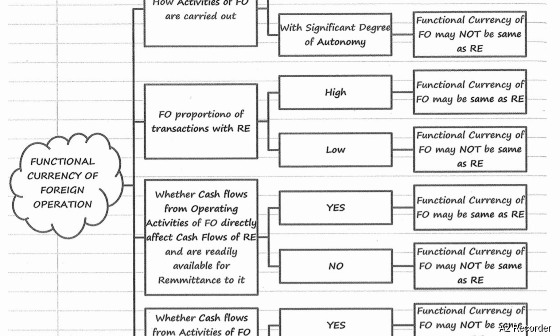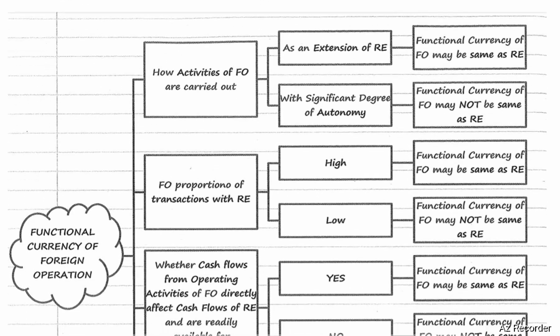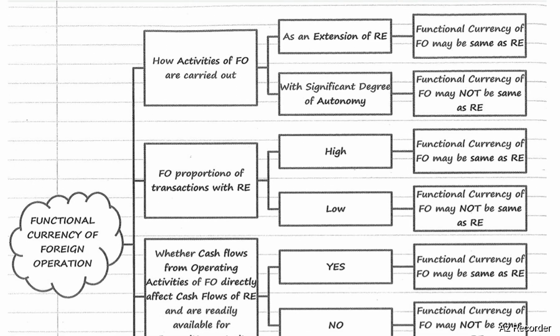First one, functional currency of foreign operation. How activities of foreign operation are carried out. Is it an extension of a reporting entity? Functional currency of foreign operation may be same as a reporting entity.